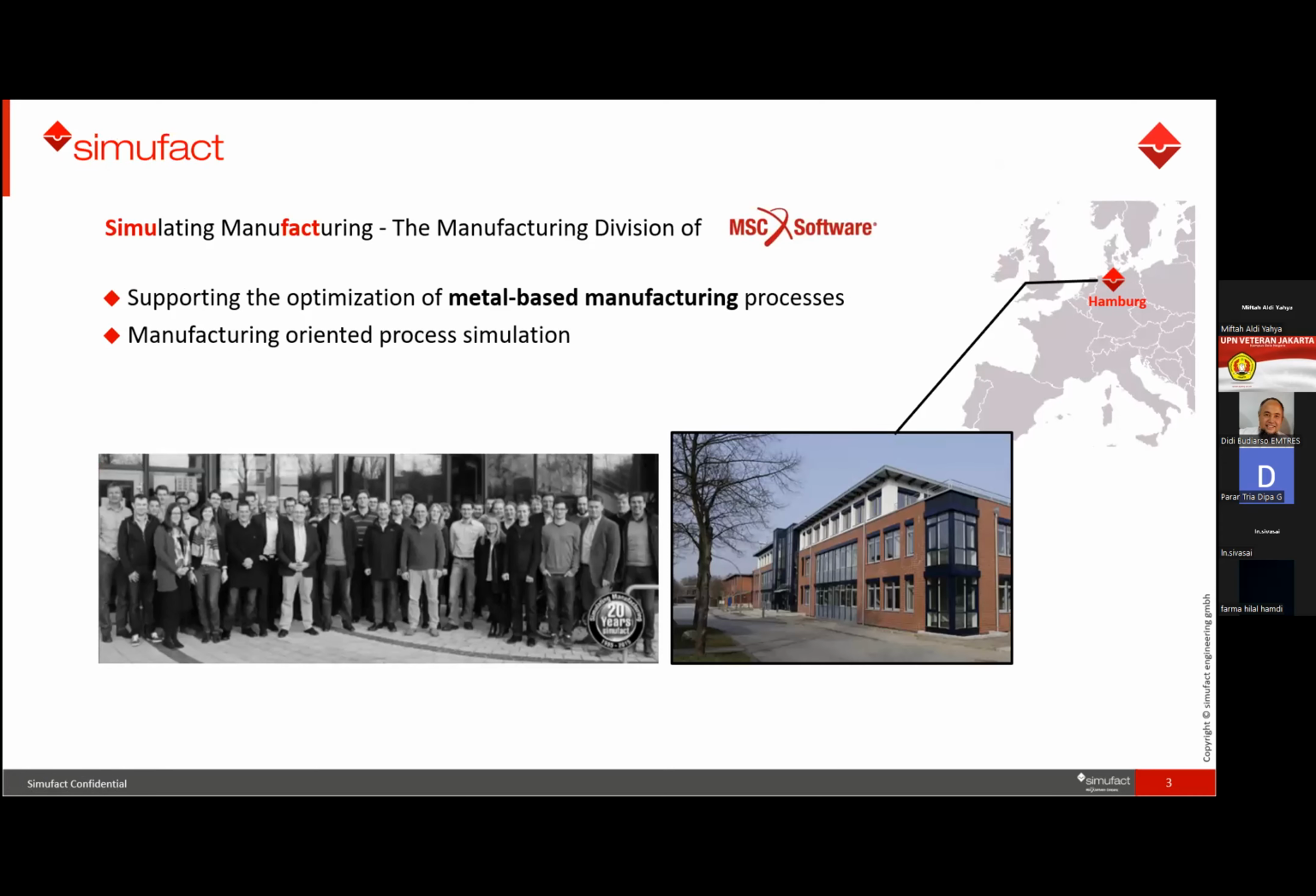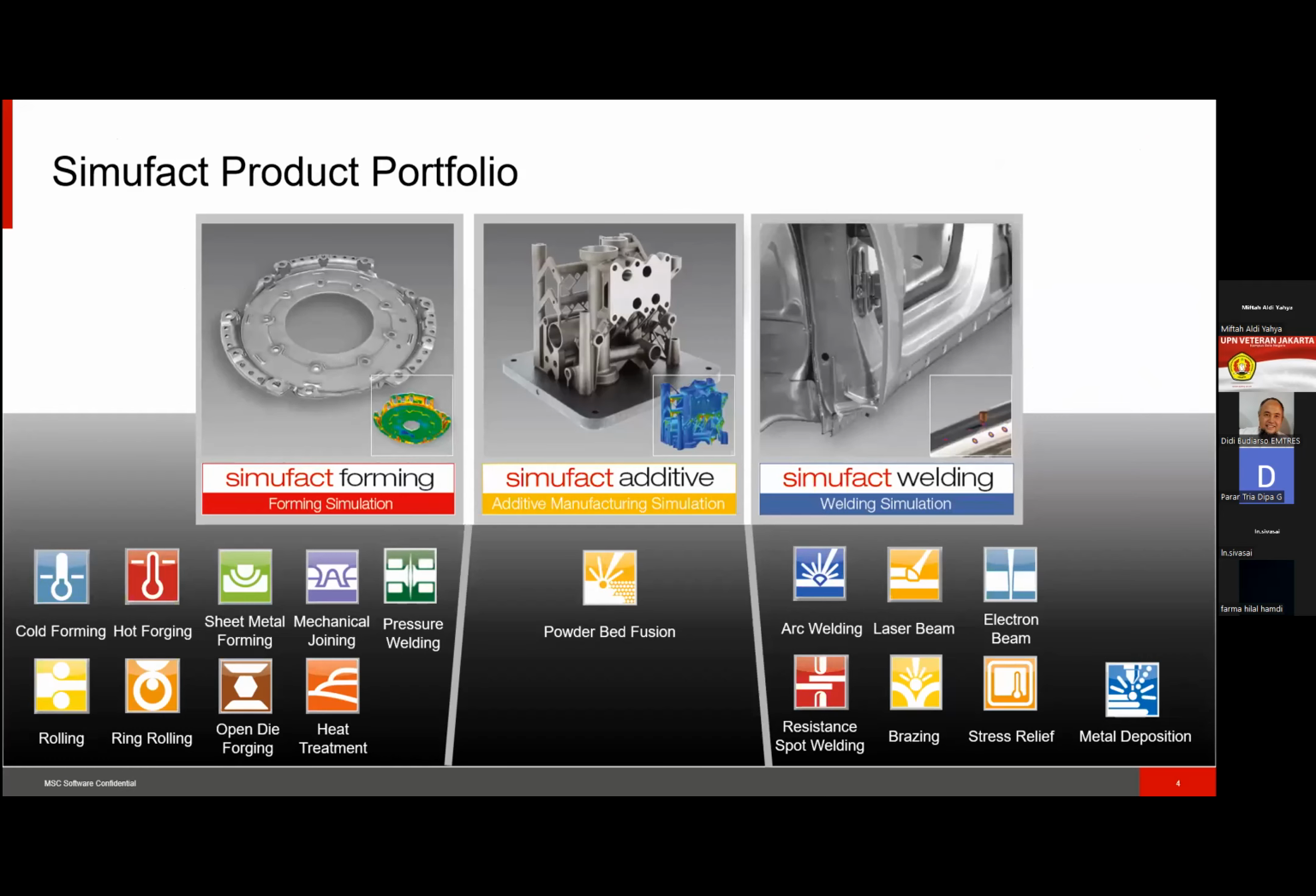The acronym SIMUFACT means simulating manufacturing process, and it is currently the manufacturing division of MSC. So any type of metal-based manufacturing process can be simulated in SIMUFACT. In SIMUFACT there are three different verticals: SIMUFACT forming, welding, and additive. So it can simulate different types of manufacturing methods. SIMUFACT forming is what we'll be discussing today.